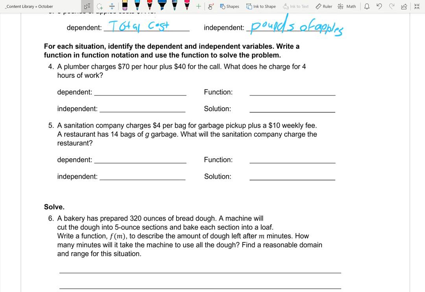For each situation, identify the dependent and independent variables, just like we did, and then write a function in function notation and use the function to solve the problem.